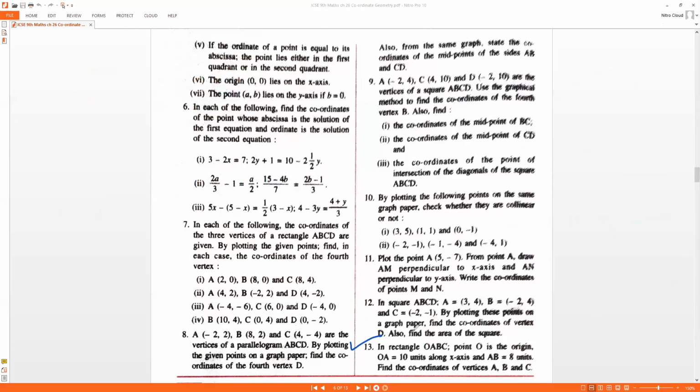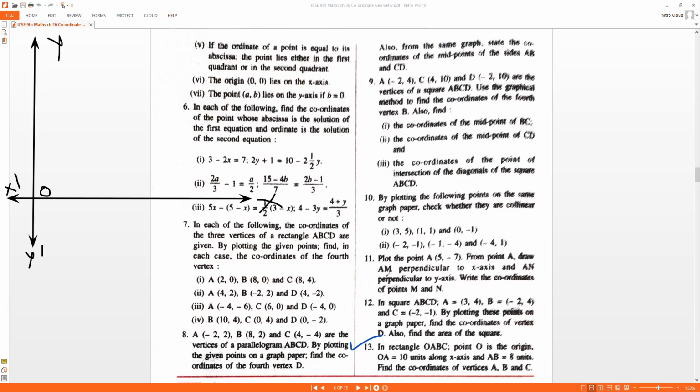13th. In rectangle OABC, point O is the origin. OA is 10 units. Again, quickly draw the coordinate axis. OA is equal to 10 units along the x-axis and AB is equal to 8 units. Okay. Along the x-axis, what do you mean by that? See, the graph will look like this. So don't draw the second, third, fourth quadrant. Not necessary. X, Y, origin, X dash, Y dash. So here O is the origin.